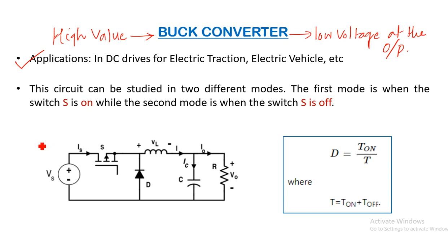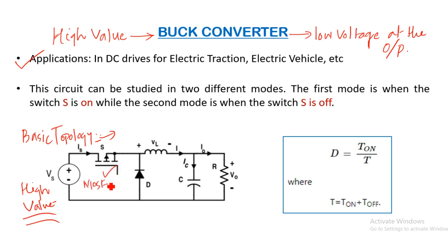Now let's see the basic configuration, the basic topology of a buck converter. This is the basic topology. There is a supply of high value, and there is the output. In between we have these elements. This is the switch, a MOSFET type of switch, then a diode and an inductor. This capacitor is to make the output voltage ripple free.